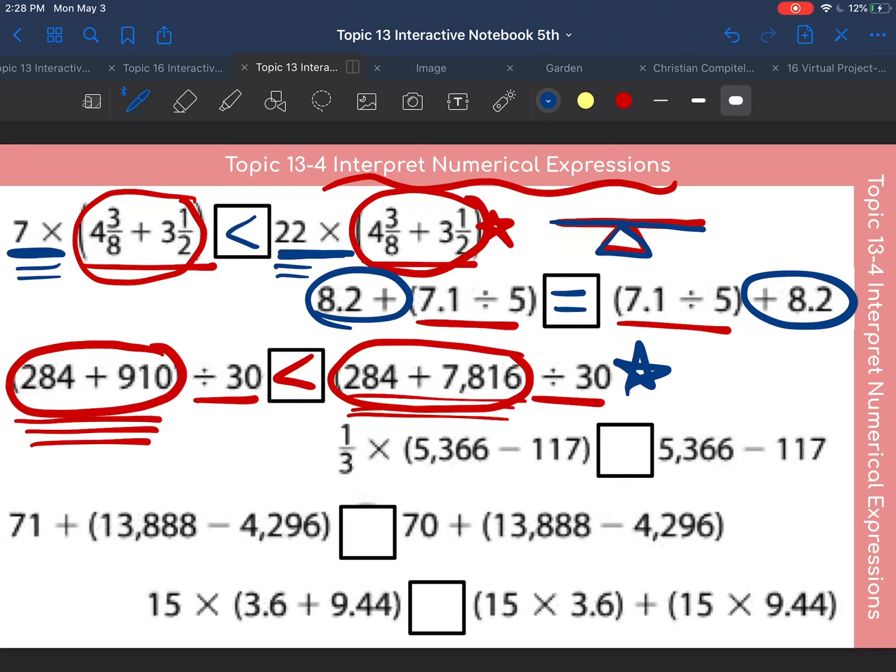The next one, what is the same in both of these expressions? 5,366 minus 17 on both of them. But then this one is being multiplied by 1/3. So let's see if you can remember. If you're multiplying a number by a fraction, is your answer going to be greater or smaller? Your number is going to be smaller if you multiply by a fraction. So this is less than this.